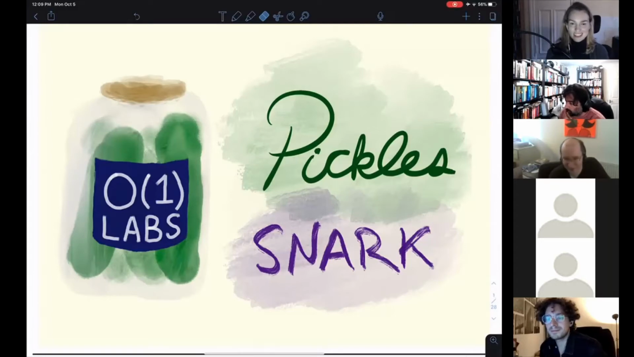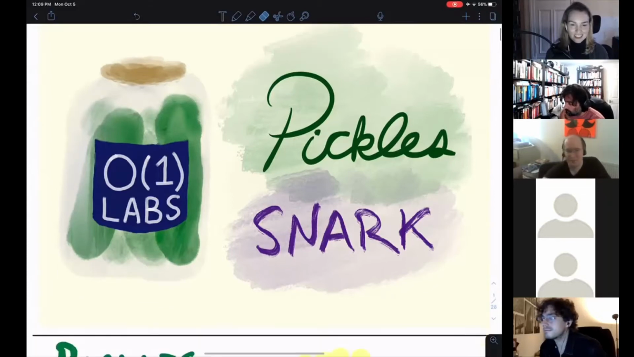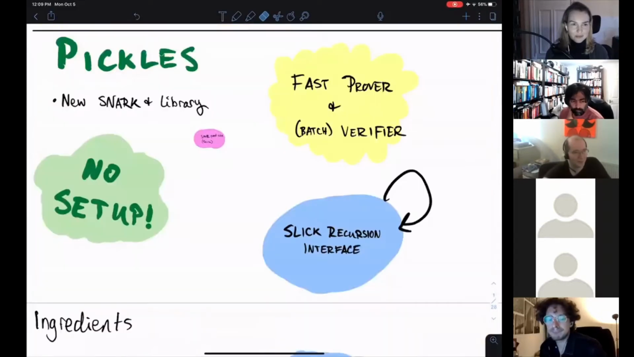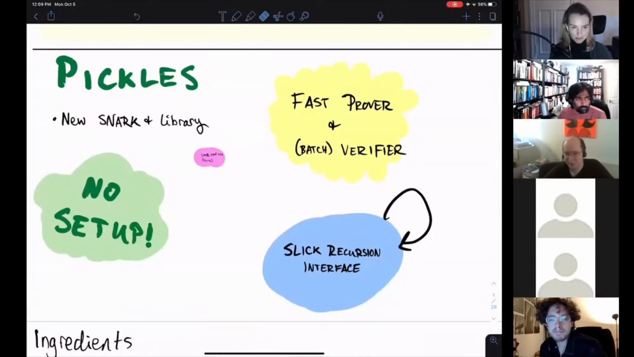Today we're going to be talking about Pickles. It's basically a new snark construction, which is based on a lot of work that others have been doing as well, and a library. What's significant about it is that there's no trusted setup. That's what's most significant for us, working on Mina, or what used to be Coda.